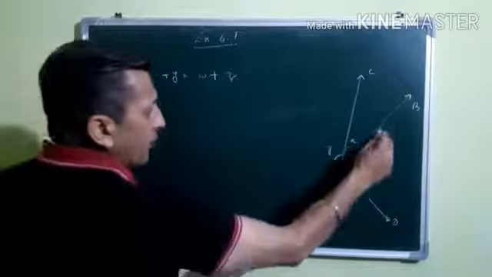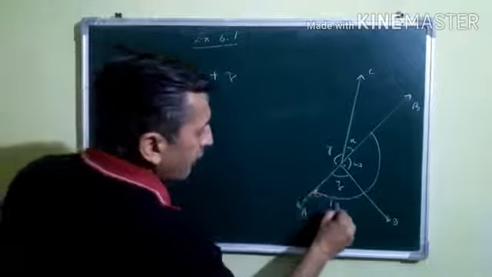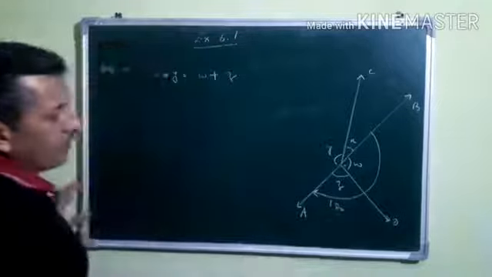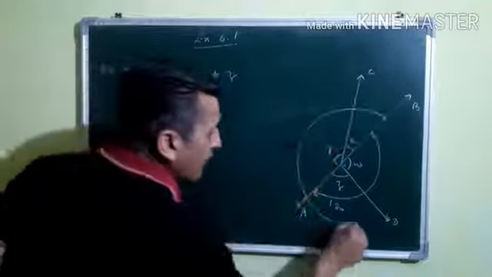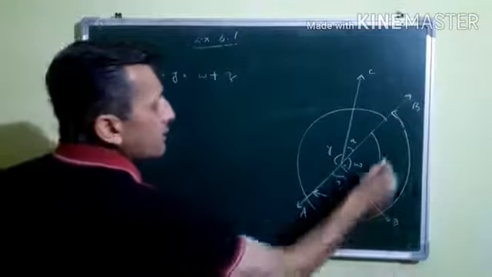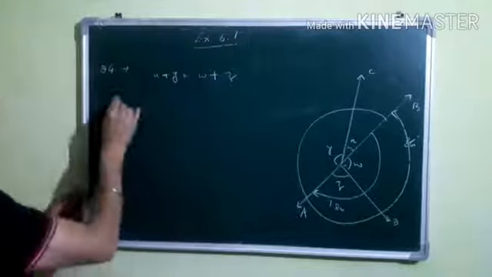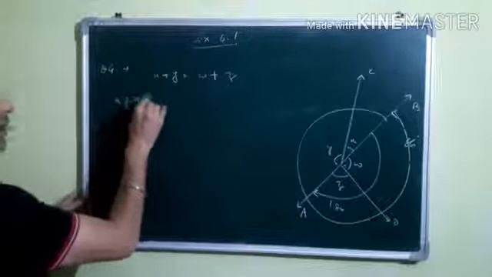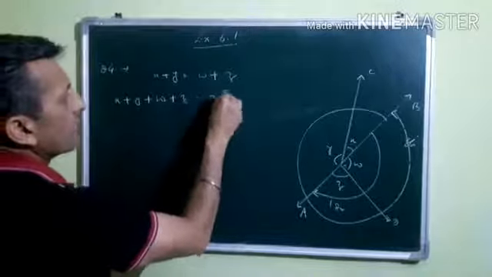We know AB is a straight line if this whole angle is equal to 180 degrees. So we have to show that this whole angle is equal to 180 degrees. As you know, the complete angle is equal to 360 degrees. So x plus y plus w plus z is equal to 360 degrees.